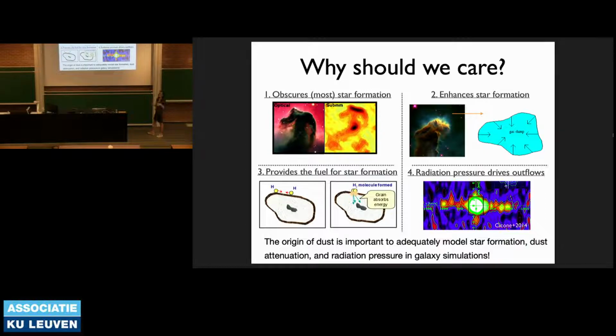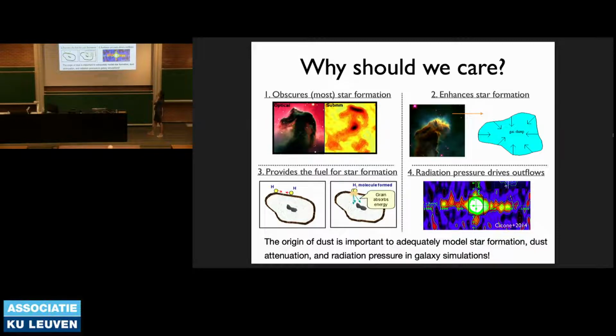Secondly, dust grains are efficient coolants, so they can enhance star formation, the process of a cloud collapsing to form new stars. Thirdly, the grain surfaces provide a perfect host for two atomic hydrogen atoms to meet and form molecular hydrogen, which is a fuel for future star formation. Finally, radiation pressure on dust grains may play a significant role in driving outflows. These feedback processes are very important in driving galaxy evolution.